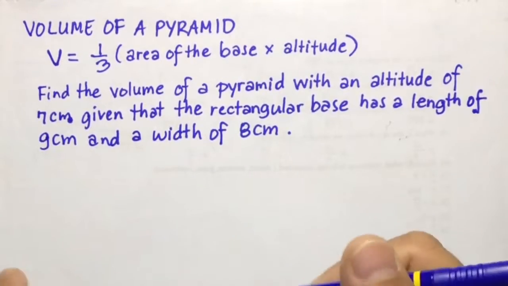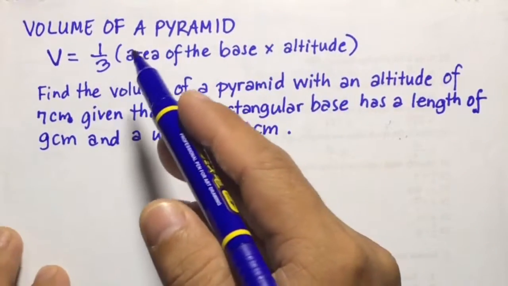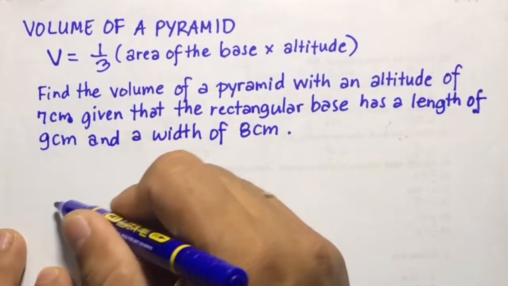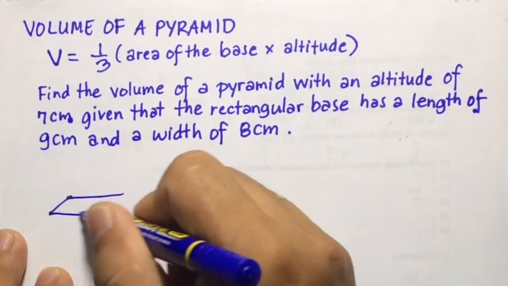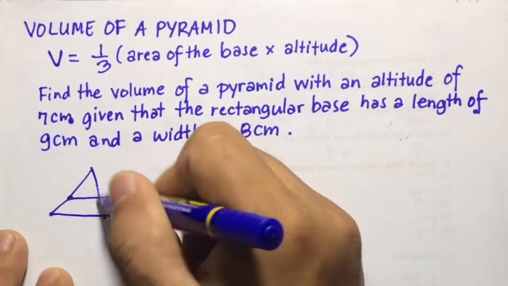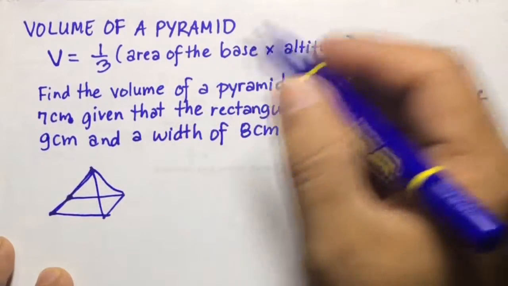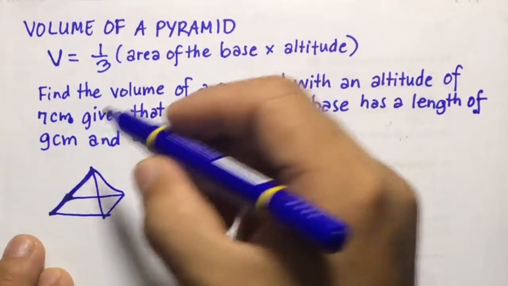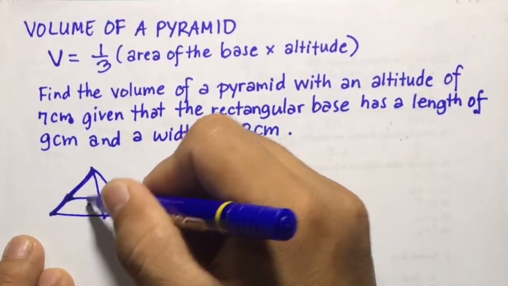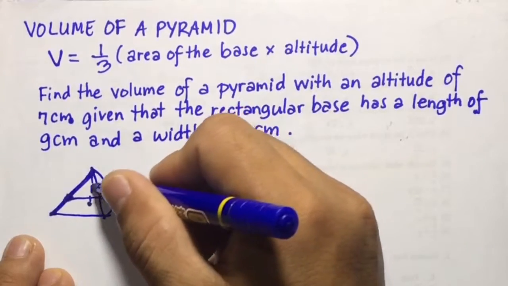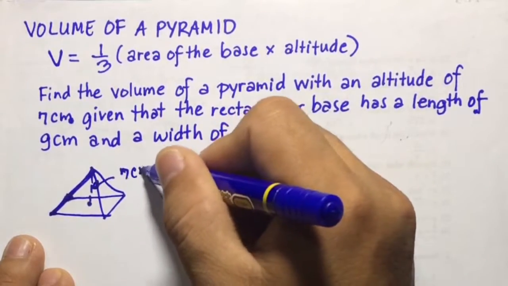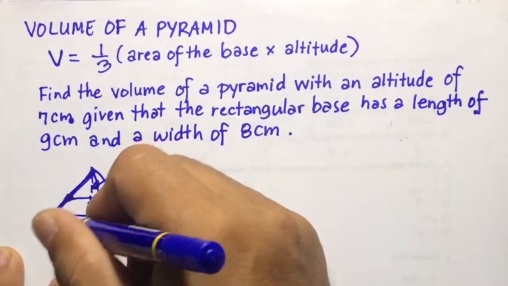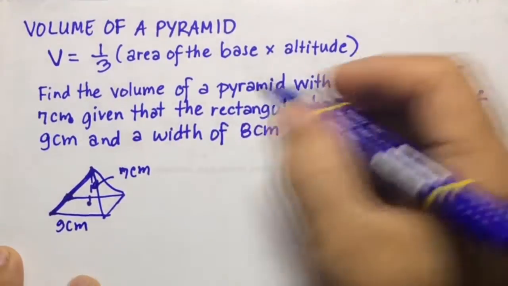So if we're going to illustrate this problem here, we're going to draw a rectangular pyramid. So the base is a rectangle, then we're going to have the pyramid. So this is the altitude here, this is 7 cm, then the rectangular base has a length of 9 cm, this is 9 cm here, and the width is 8 cm.